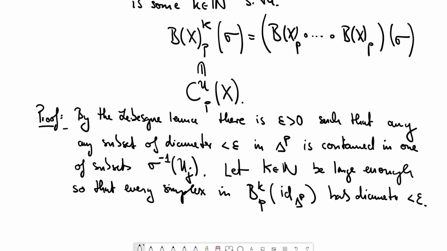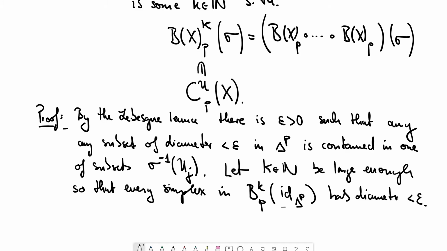And remember what B_P^k of sigma is. It is applying the induced map C_p sigma to that. And if that has diameter at most epsilon, then all the singular simplices lie in one of these sets, and then we apply sigma, and so they finally lie in one of the subsets Uj. So exactly what we want to show.